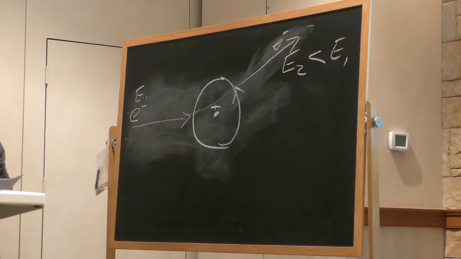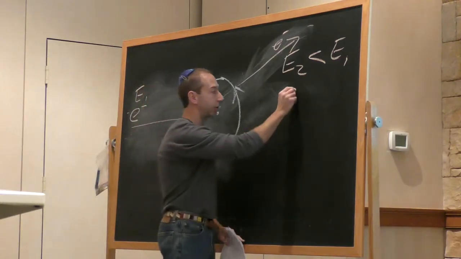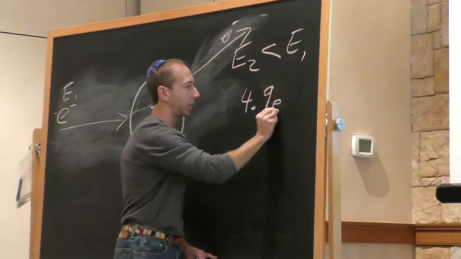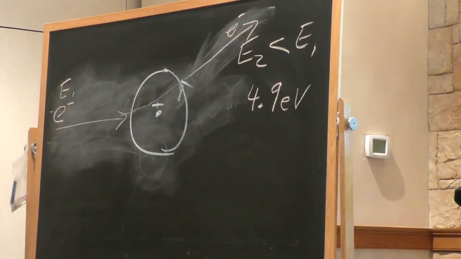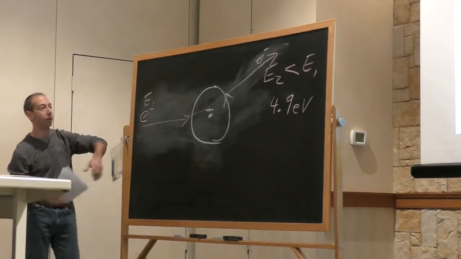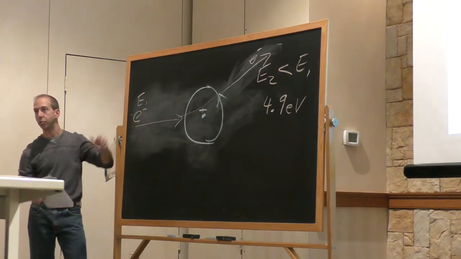It turns out that they measure this, and they measure this, and they measure this, and it always lost the same amount of energy. It always lost 4.9 electron volts. Every time they do it, 4.9 electron volts comes off. It doesn't matter what energy I'm coming in with. I always have 4.9 electron volts less than I had when I came in for these electrons.